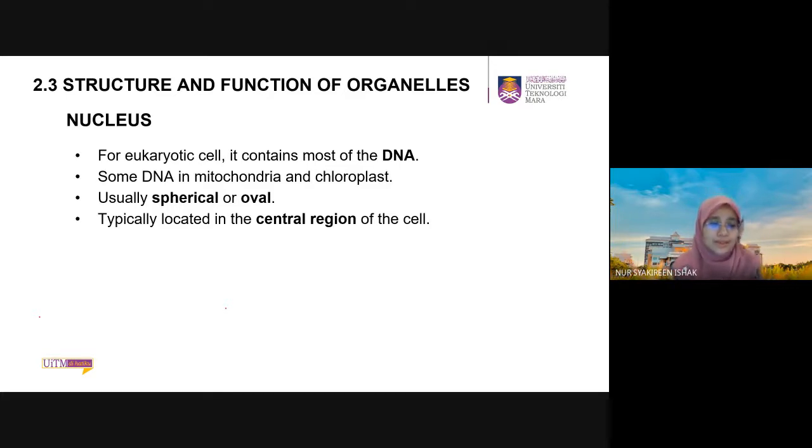The shape of the nucleus is usually spherical or oval. They are typically located in the central region of the cell. If we are referring to animal cell, the nucleus is roughly at the center of the cell, but for plant cell, the nucleus is at the periphery of the cell due to the presence of the large central vacuole that pushes all the organelles and cytoplasm to the side, near the plasma membrane of the cell.